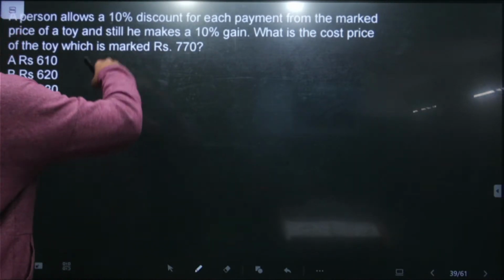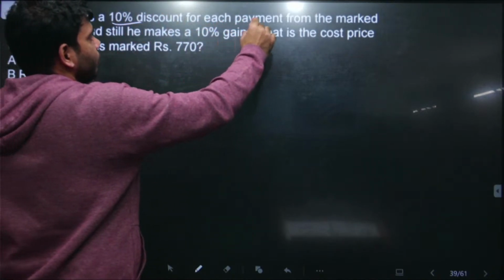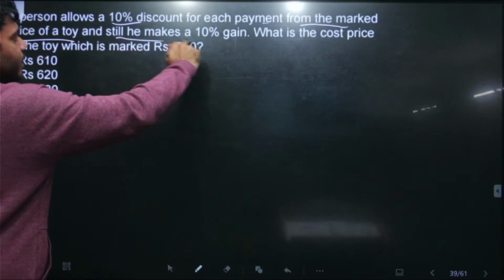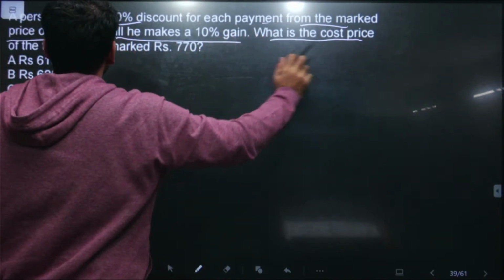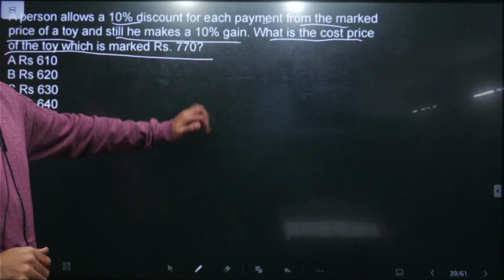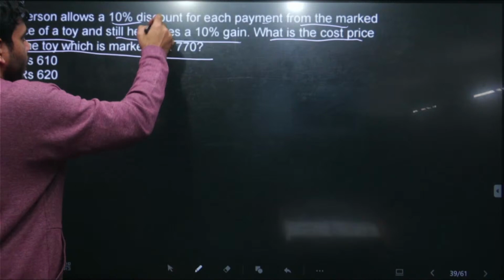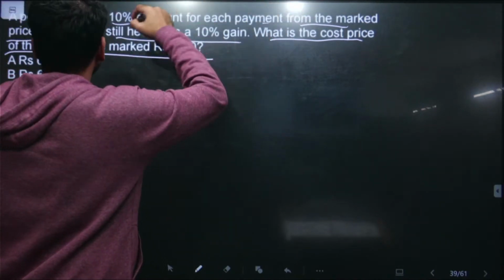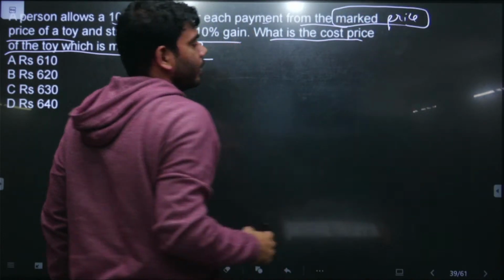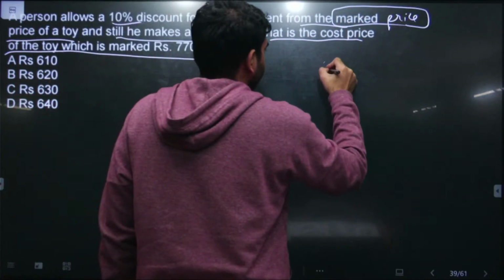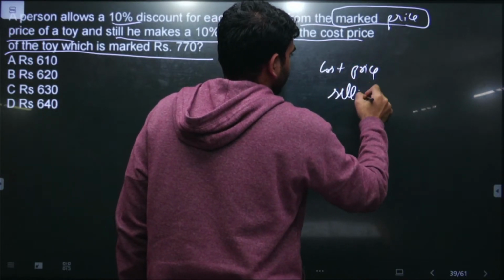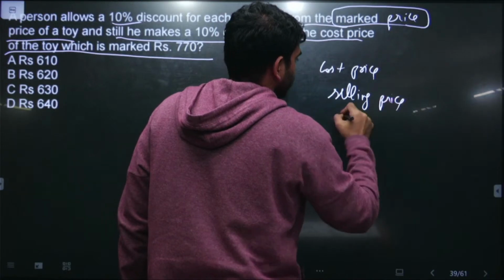It is saying a person allows a 10% discount for each payment from the marked price of a toy, and still he makes a 10% gain. What is the cost price of the toy which is marked at 770 rupees? So in this a new jargon has been put in, marked price. Only one new thing has been given, marked price. So in profit and loss, what is there, one is cost price, one is selling price, and they have given one more, marked price.